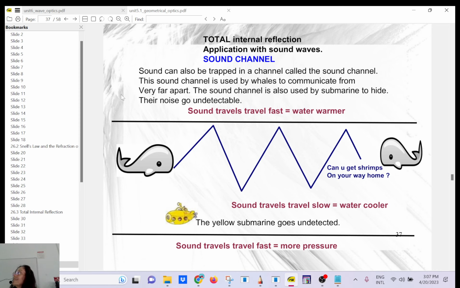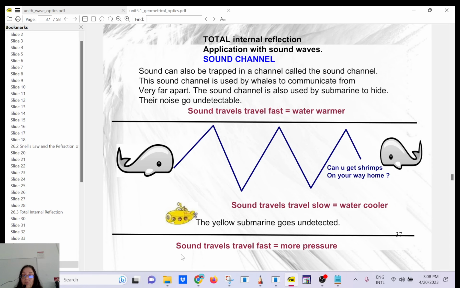Isn't that interesting? Do whales use the same sound channel? I don't know. You are the one in marine biology, so you have to know. I don't know exactly where the sound channel is, but there is a sound channel. You can Google it. Where is the sound channel? At a certain depth, yes, exactly. And I'm sure the depth will change, because it depends on the temperature here and the pressure there. But they can figure it out.